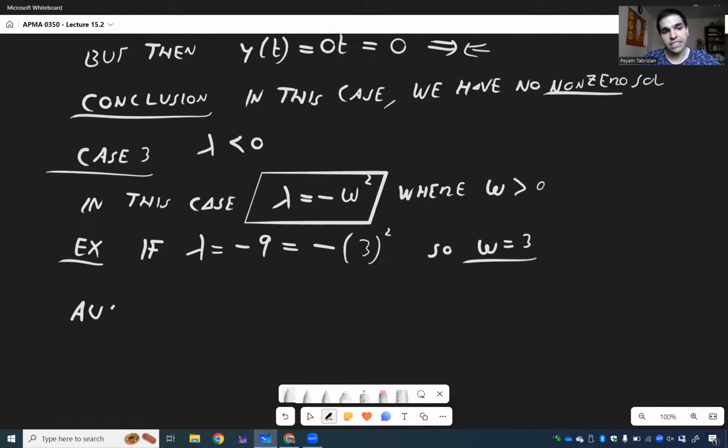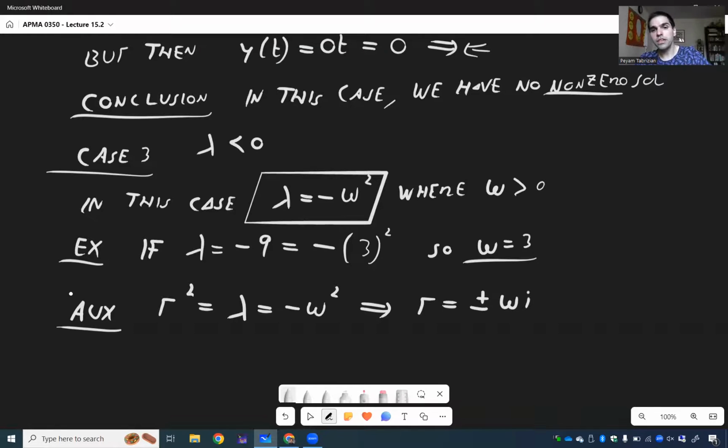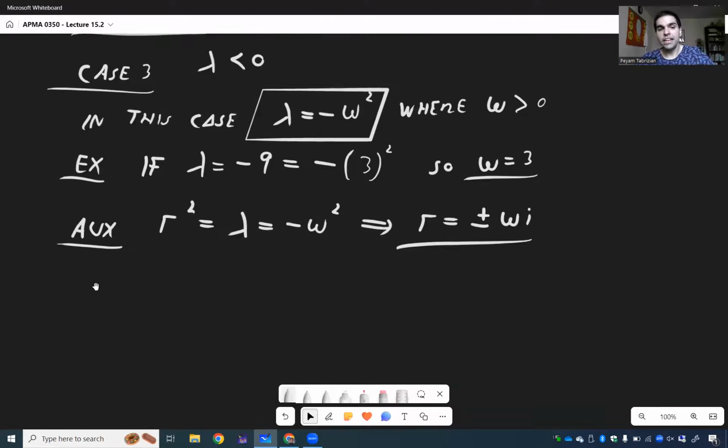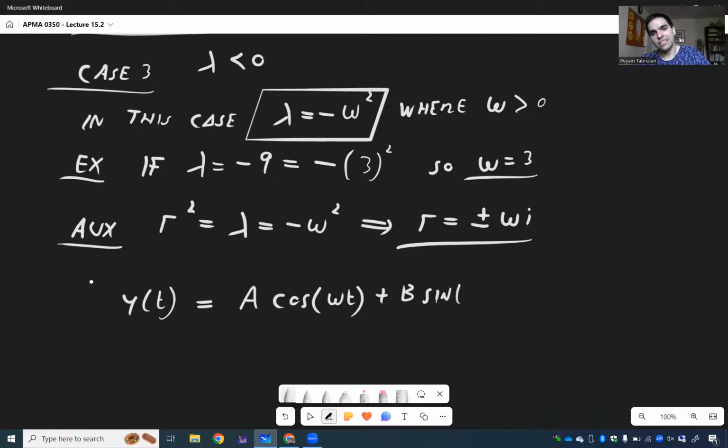All right, and in this case, so what's the auxiliary equation? R squared equals lambda. In this case, it's minus omega squared, which by taking square root, r would be plus minus omega i. Think plus or minus 2i. And in that case, you would get cosines and sines. So a cosine of omega t plus b sine of omega t.